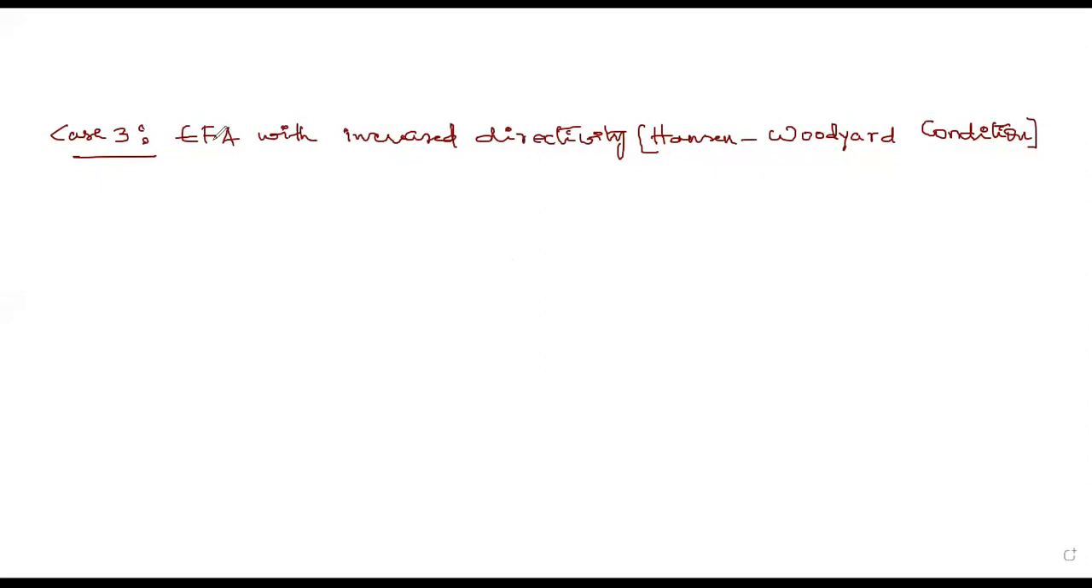But what happens in case 3 is, in the end fire array, the directivity is not increased. Whereas in the previous case, for applying phi equal to 0, we used to get delta equal to minus dr. So based on that, you find out the direction of an end fire array.